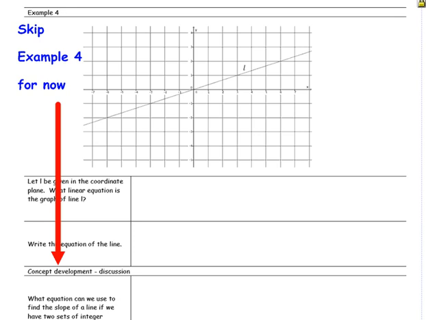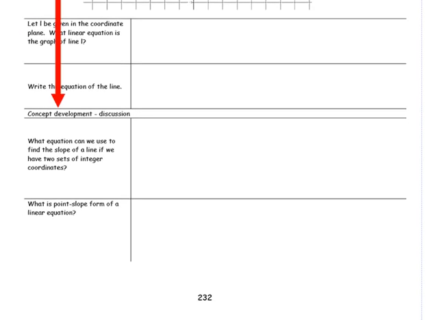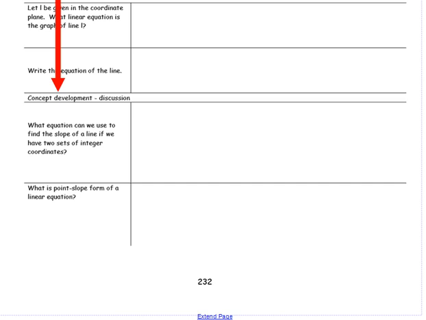We're also going to skip example 4 for now, and we'll go down to the concept development. It says, what equation can we use to find the slope of a line if we have two sets of integer coordinates? Well, this is what we've done on the previous page, where we have an xy pair for 2 points. What we've been doing, m equals the difference in the y coordinates over the difference in the x coordinates.